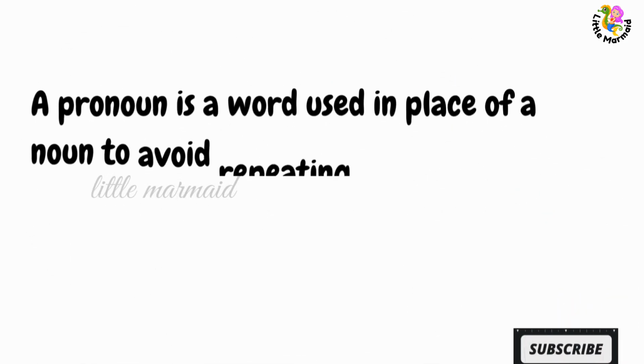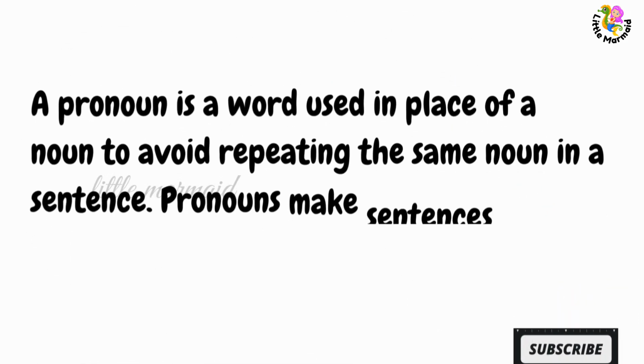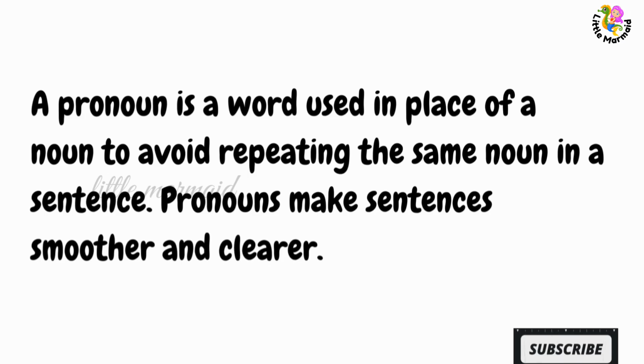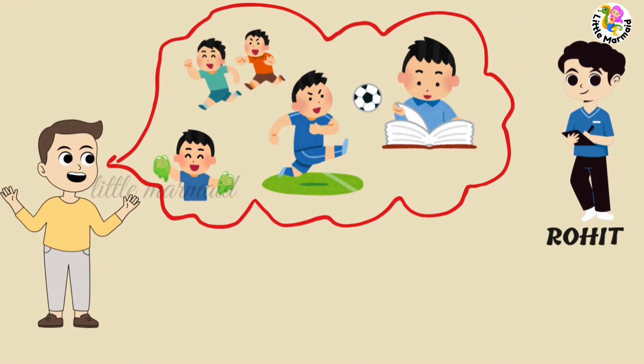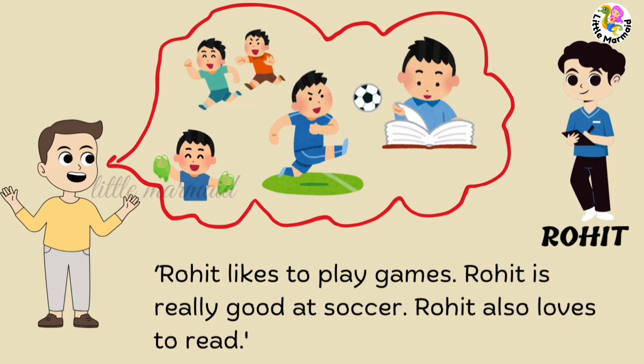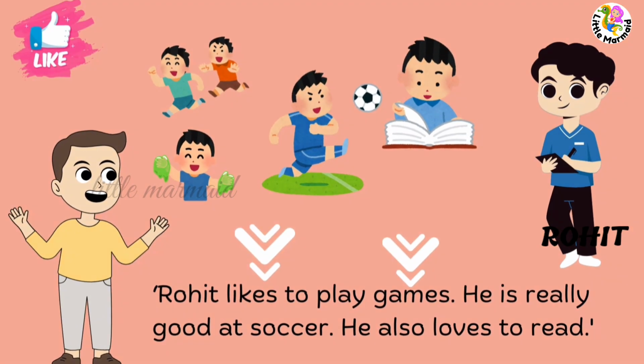From these words we understand that a pronoun is a word used in place of a noun to avoid repeating the same noun in a sentence. Pronouns make sentences smoother and clearer. Imagine you have a friend named Rohit. You could say, Rohit likes to play games. Rohit is really good at soccer. Rohit also loves to read. But saying Rohit all the time can get a little tiring, right? Correct. That's where pronouns come in.